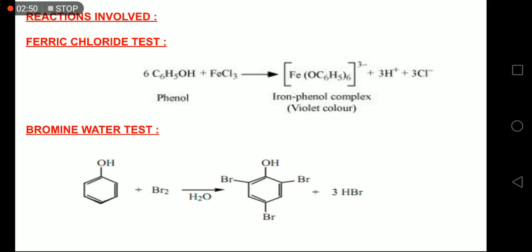These are the reactions involved. As I tell you, for every experiment, whatever is shown with blue color, all those tables and everything, that is to be written on the right hand side ruled sheet. And these equations just opposite to the test, like in the table you are writing ferric chloride test, just opposite to that on the other page you should write the equation involved. So ferric chloride test gives rise to this iron phenol complex, which is violet in color, and bromine water test gives this 2,4,6 tribromophenol, which is a white precipitate. That is all about these 2 experiments.